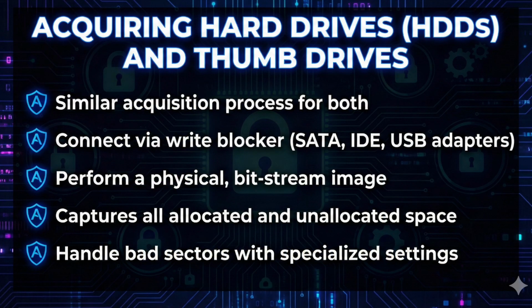This process reads every sector on the drive sequentially. Because it's a physical copy, it captures everything: current active files, the space occupied by deleted files that haven't been overwritten yet, and the drive's unused space. A common challenge with older hard drives is physical degradation leading to bad sectors. Your imaging software should be configured to handle read errors gracefully, typically by logging the error, filling the unreadable sector with zeros in the image, and continuing to the next readable sector, ensuring you get as much data as possible.